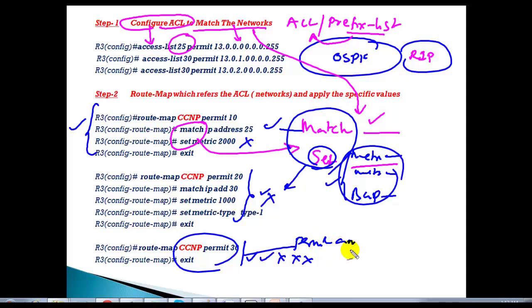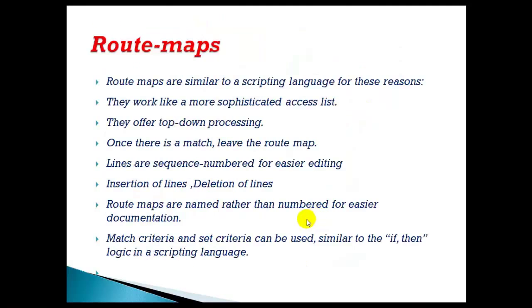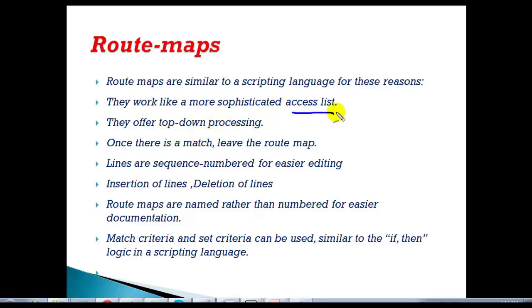Okay, so let me just quickly go down to my basic slide here. You can see route maps work like a more sophisticated access list. They work from top to down, with permit and sequence numbers, and once there is a match, it is going to leave the route map statement, which means if the first statement matches, it is not going to check the third, fourth or fifth statements.